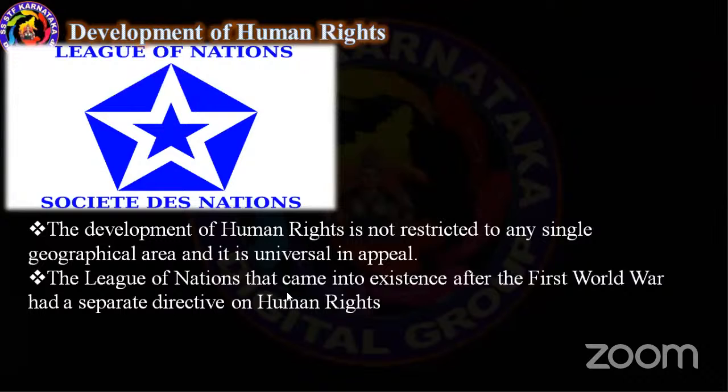The League of Nations, which came into existence after the First World War, had a separate directive on human rights. After the First World War, the League of Nations came into existence to stop future wars. It also spoke about the implementation of human rights in the entire world, in all countries.